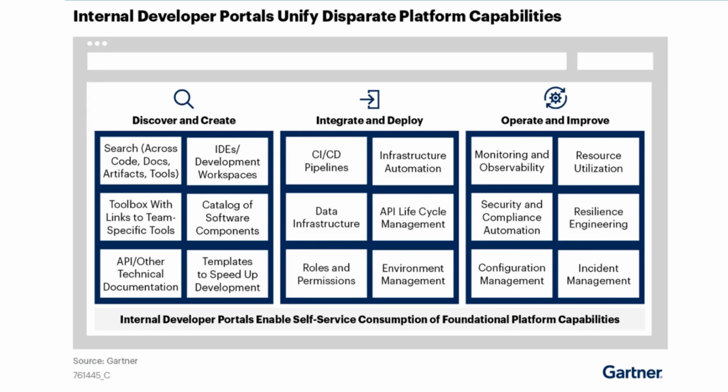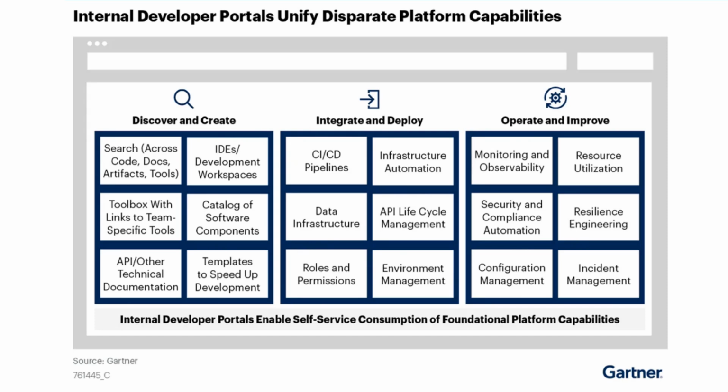To dive deeper into the stages of code, merge, and run, let's look at this Gartner diagram. The diagram breaks down the capabilities of an IDP into 3 key stages: discover and create, integrate and deploy, and operate and improve. Do you see how these 3 stages match with code, merge, run? In the discover and create stage, an IDP can support developers with capabilities such as documentation, templates, and IDEs. These tools help streamline the initial coding process, ensuring that developers have everything they need to start building efficiently.